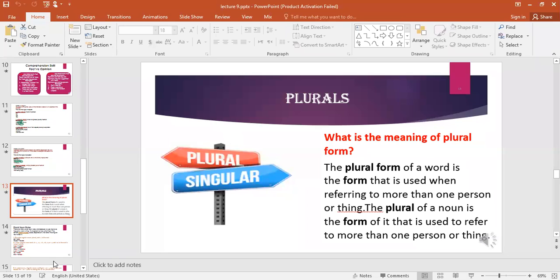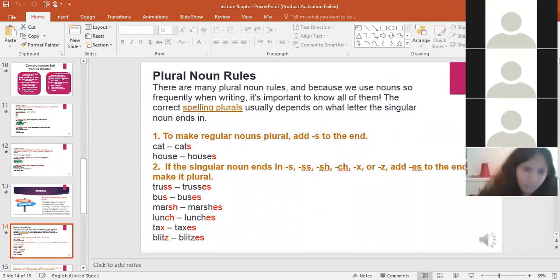Now we move to plurals. We have said before that plurals are when we have more than one thing or more than one person. So this is called a plural form. Now we have so many rules in order to change a verb into the plural form, okay?